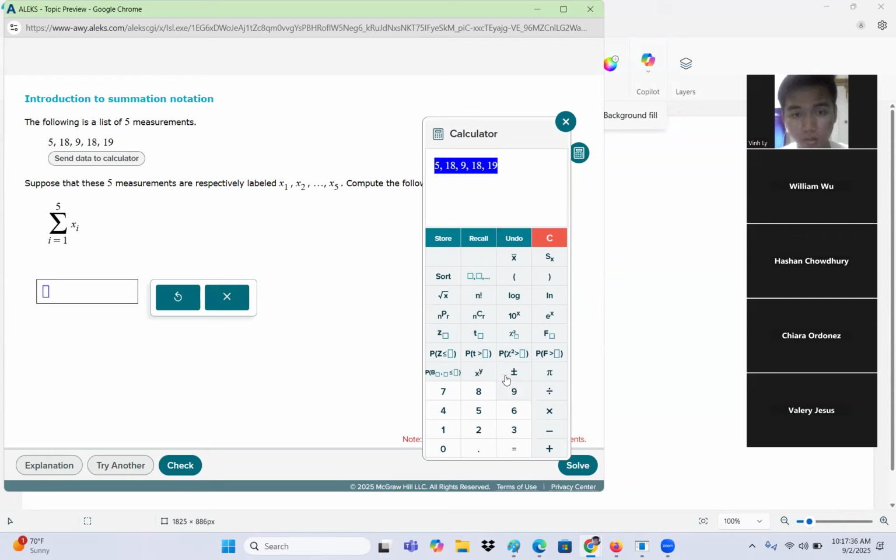Oh, okay. I don't see any exponents, so you just simply take 5 plus 18 plus 9 plus 18 plus 19. So you get 69, so it's relatively straightforward.